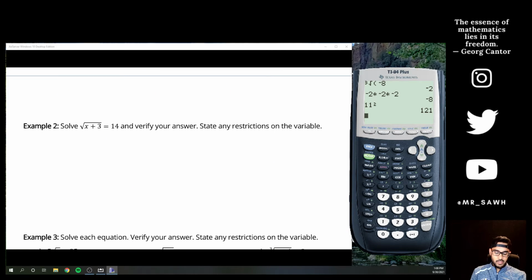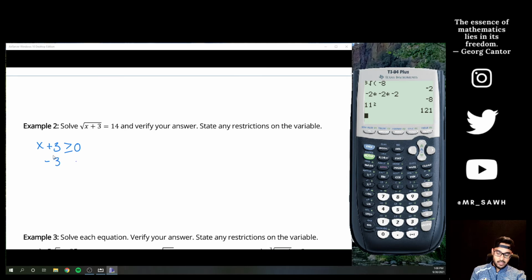Okay, solve this one and verify. This is example 2. And again, state any restrictions. So again, I want to make sure that my radicand is going to be greater than or equal to 0 because it's a square root. I just need to find the specific value of x where that is possible.